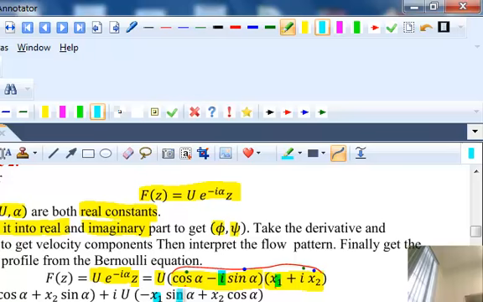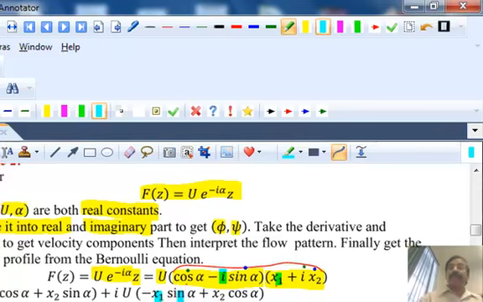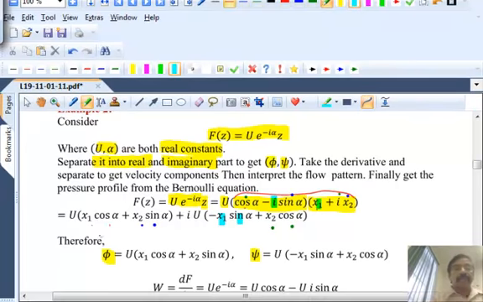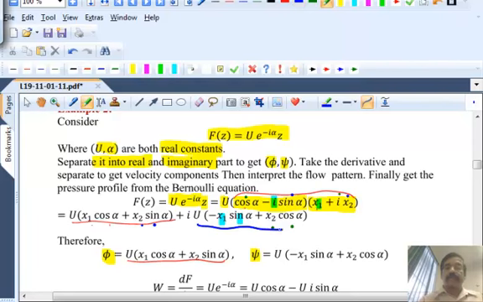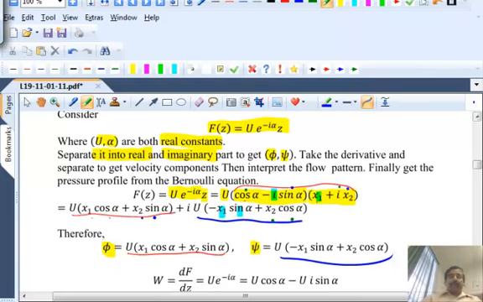So the real part gives you phi. So phi is going to be this part. And the imaginary part gives you the stream function. Now you can control it. You can go to Maple and ask it to plot. Let me ask you to imagine how the stream functions will look, and maybe you should get the velocity field first.